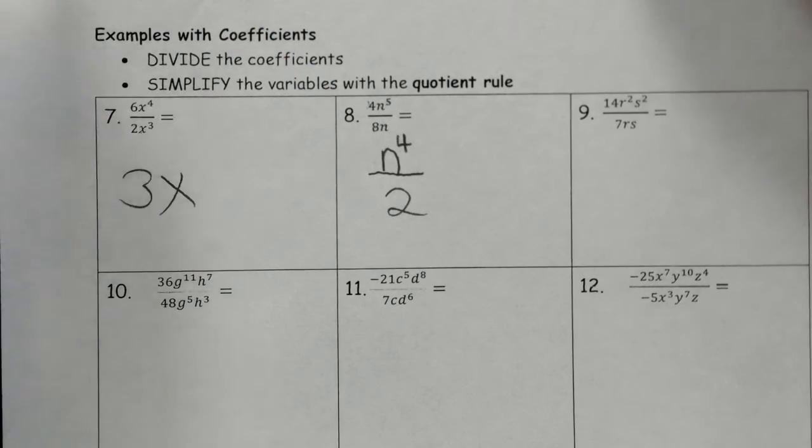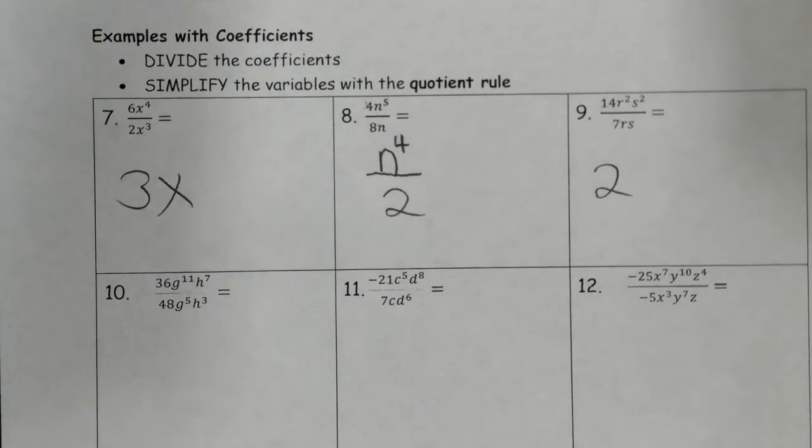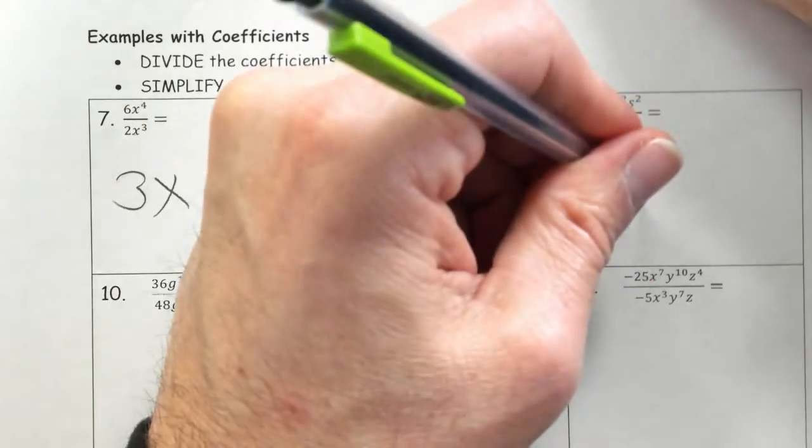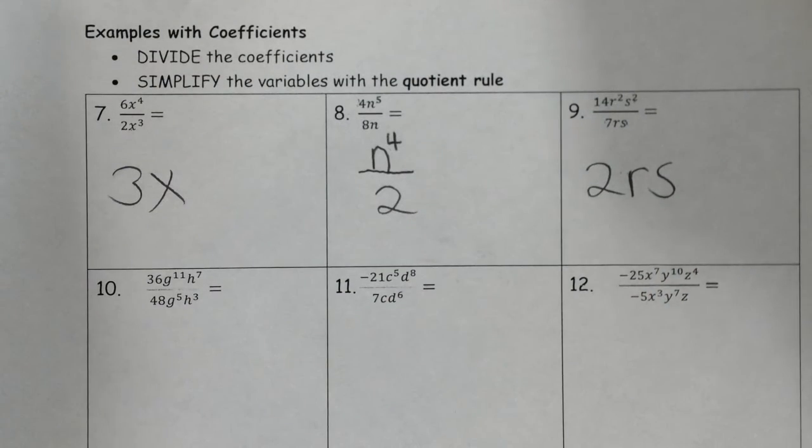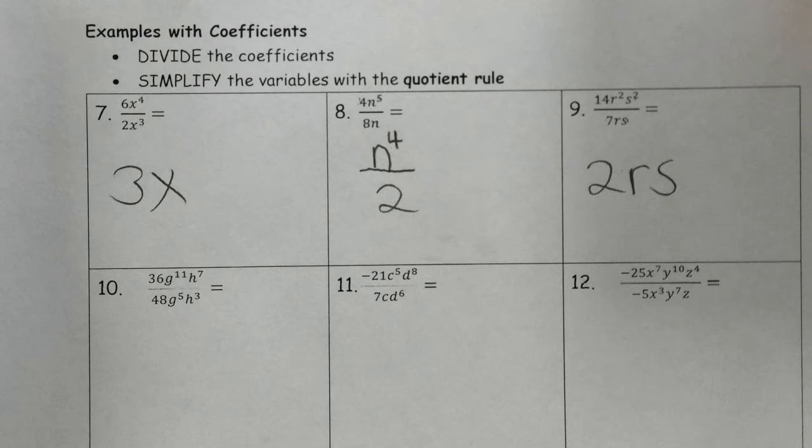All right, so next one we're looking at, 14 divided by 7. That's going to leave me with 2. And so from here now, r squared divided by r leaves me with r to the first power, which is just r. And 2 minus 1 again is s. So I have 2rs as my answer for number 9.